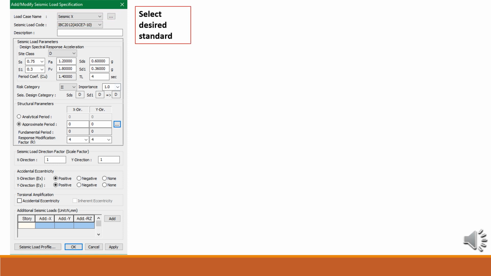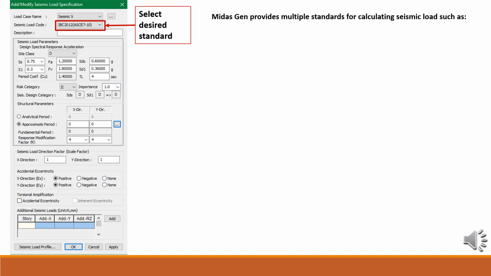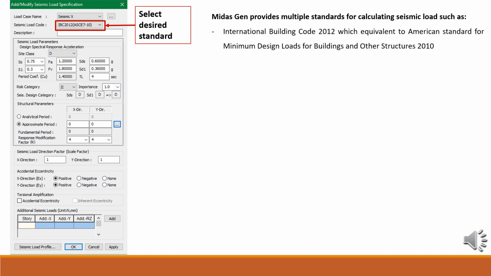Select desired standard. Midas Gen provides multiple standards for calculating seismic loads such as International Building Code 2012, which is equivalent to the American Standard for Minimum Design Loads for Buildings and Other Structures 2010, and the National Building Code of Canada.